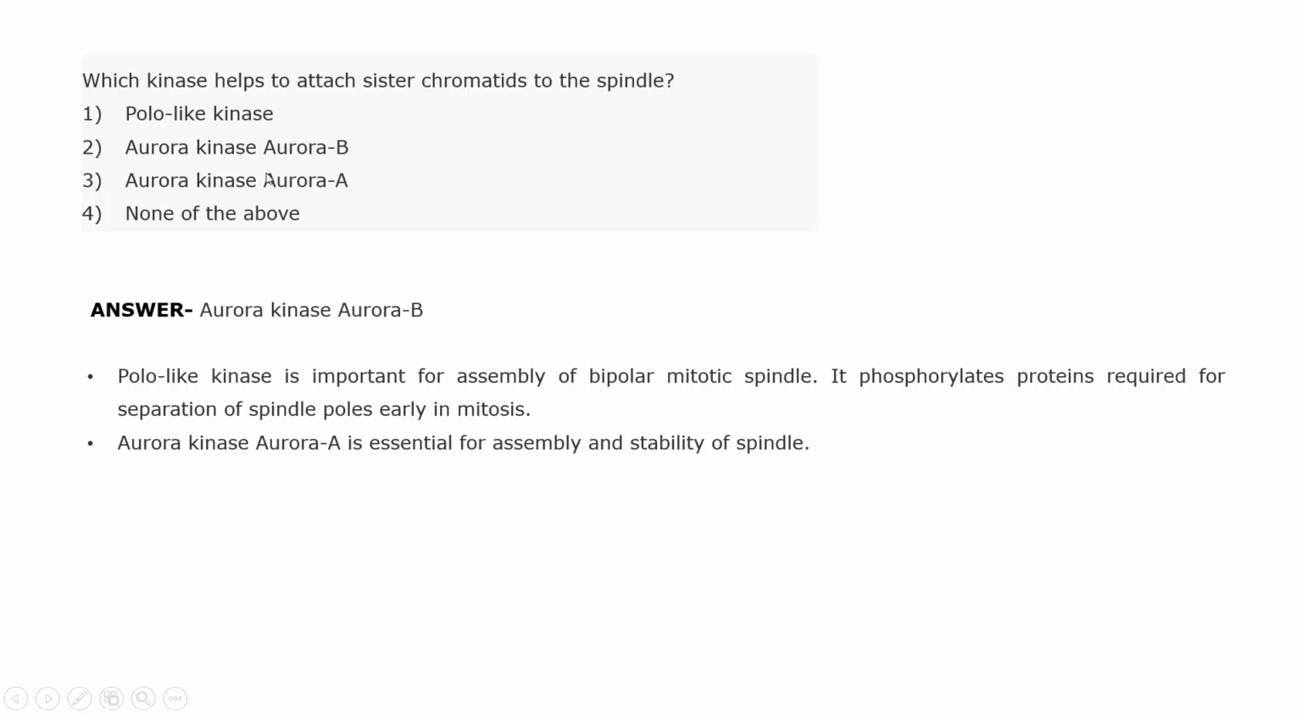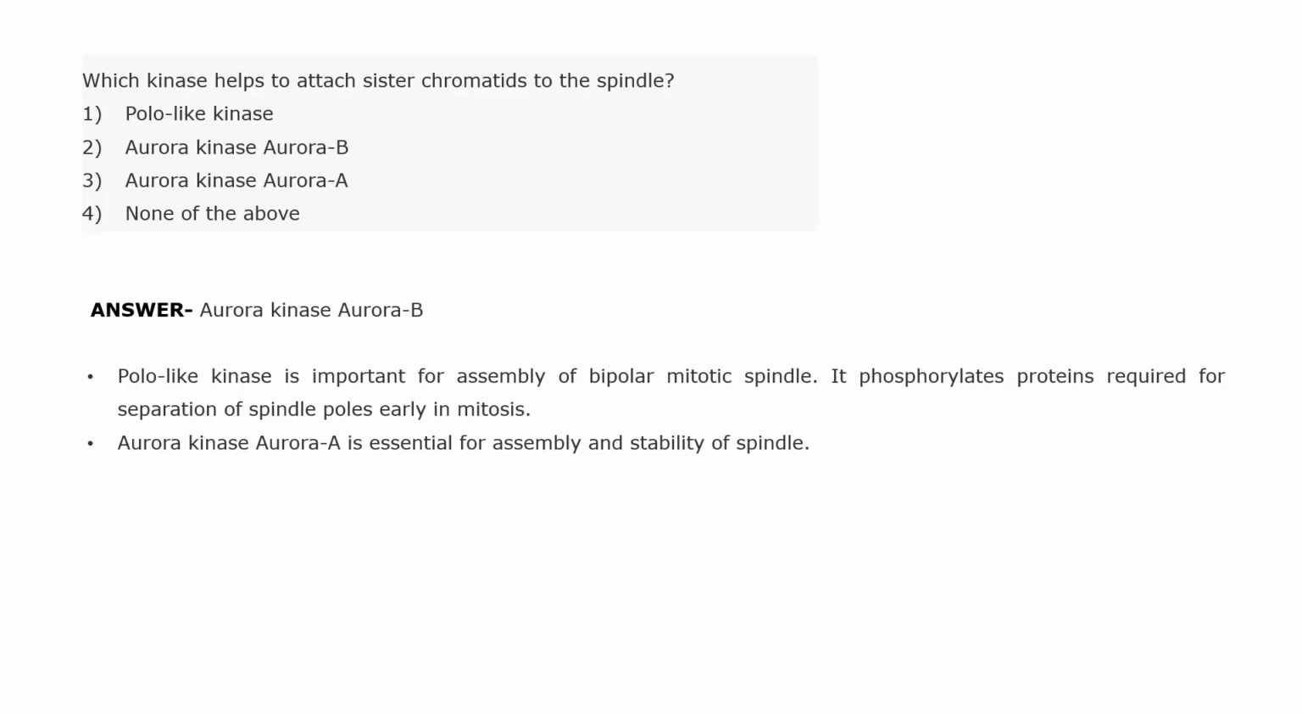Actually, polo-like kinase, from the name itself, is a kinase, right? It can phosphorylate other proteins. It's also a part of the mitotic spindle. It helps in the separation of spindle poles early in mitosis. So basically, when the decondensation of chromosomes happens, in the earlier phases there is a need for the spindle poles to be separated out. It needs to know that this is the pole where the microtubules need to be generated. So polo-like kinase has a function in carrying out this particular role.